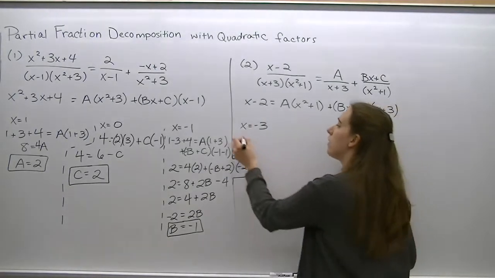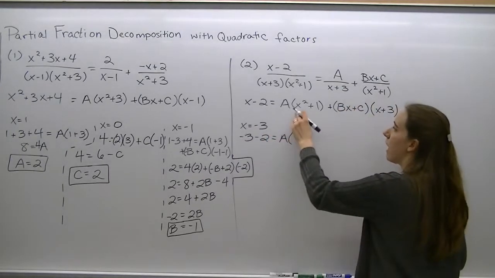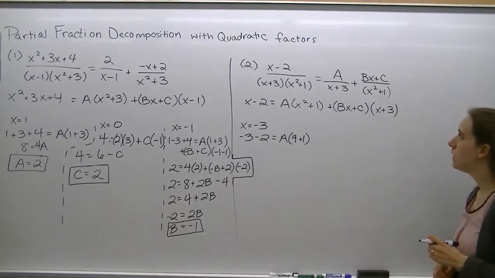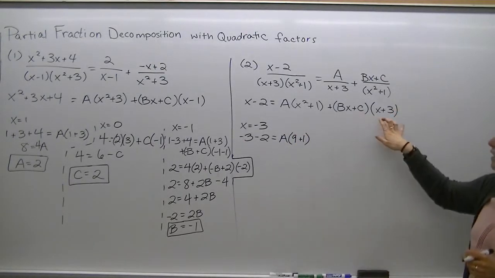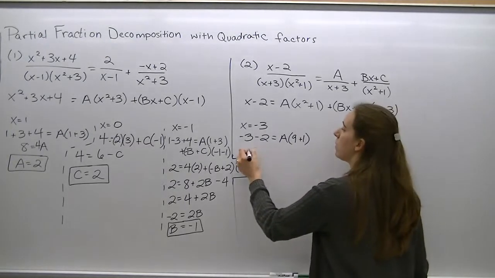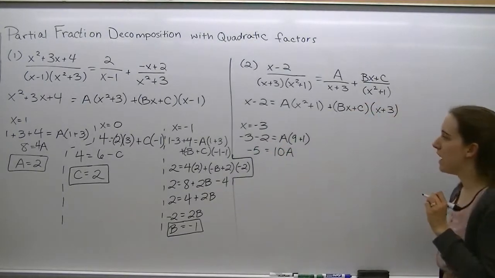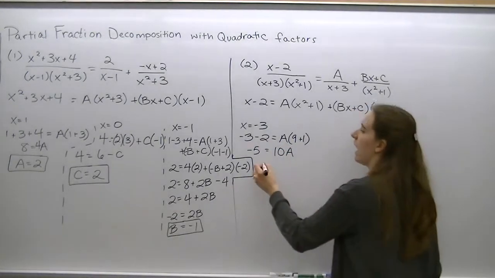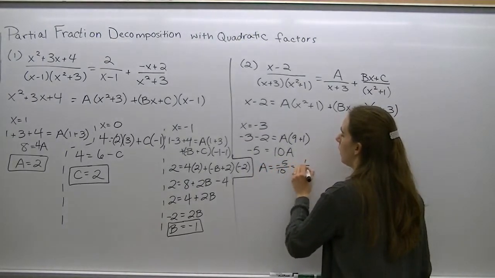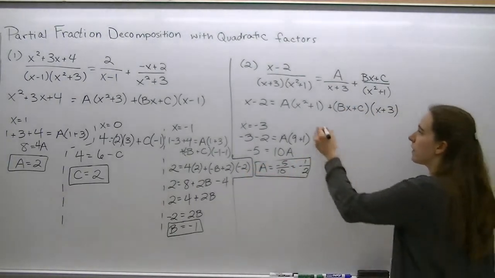So I'll have negative 3 minus 2 is equal to a times negative 3 squared plus 1. And then this whole term is going to be 0 because this piece is 0. So negative 3 minus 2 is negative 5, which is equal to 10 times a. So when I divide, I get a is equal to negative 5 over 10, or negative 1/2 when you simplify it. So there's our first unknown.